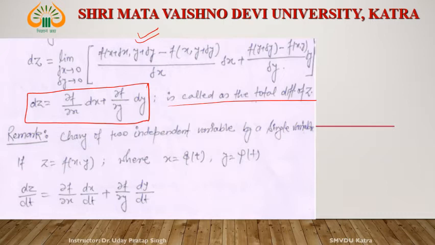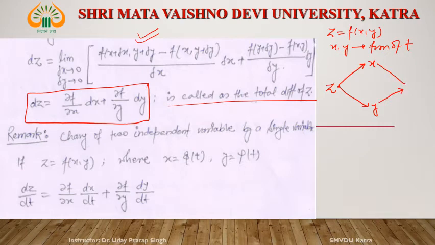What is z? Z is a function of x and y. And what are x and y? X and y are functions of t. If we represent this by a graph, z is a function of x and y, and x and y are functions of t. Now what we have to obtain is the total derivative of z with respect to t, dz by dt.